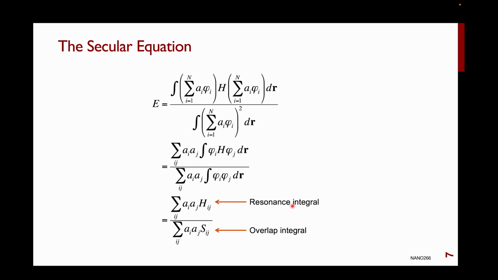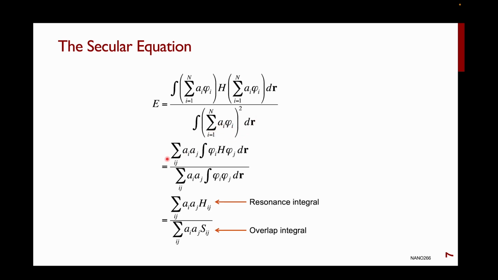Now let's see what happens when we plug that into our equation for the energy. As you recall, the energy is equal to this integral, the integral of phi H phi, where phi is basically my trial wave function, which is this linear combination of mathematical functions that you see here, divided by this normalization term, which is the integral of the square of phi across all of space.